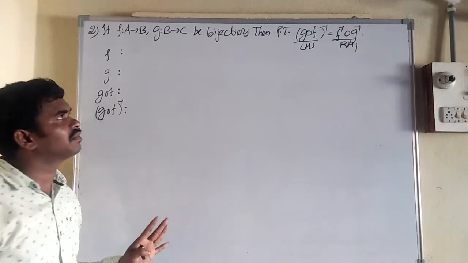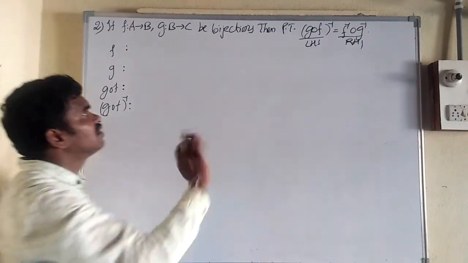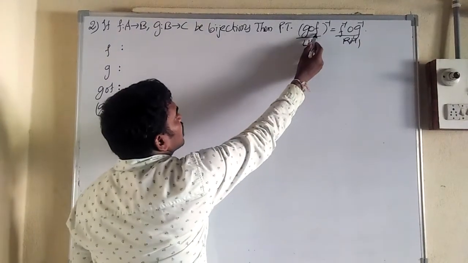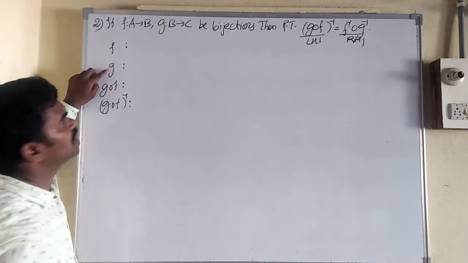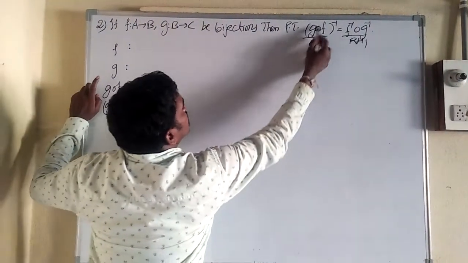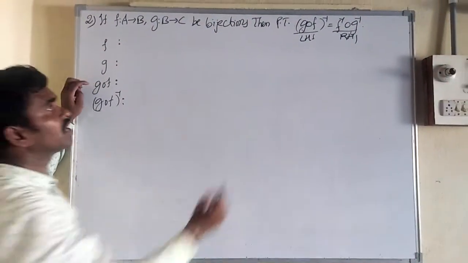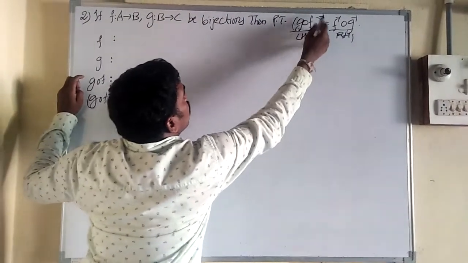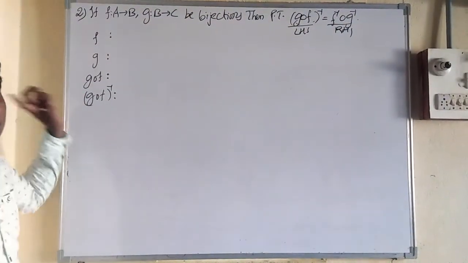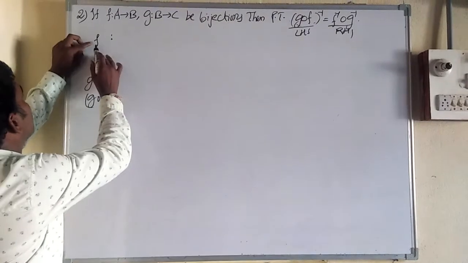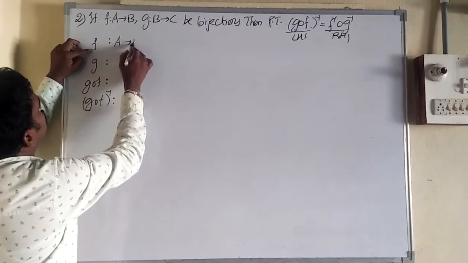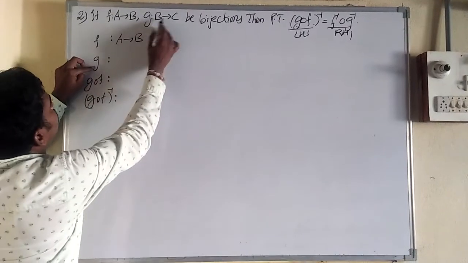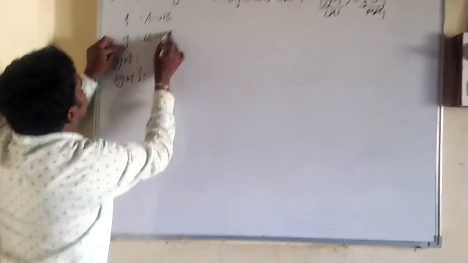Very easy, this is compared with the first one. Okay, what I am writing: just to see, F I wrote, next G I wrote, next complete G circle F I wrote, next G circle F whole inverse. Now tell me, what is F from where to where? A to B. Yes, F: A to B. G where to where? B to C.